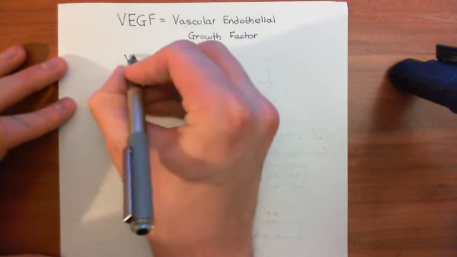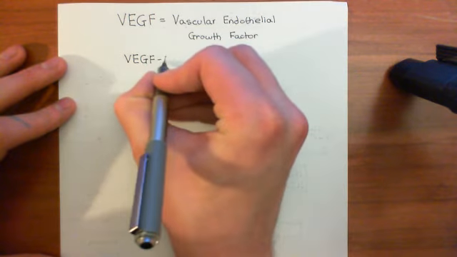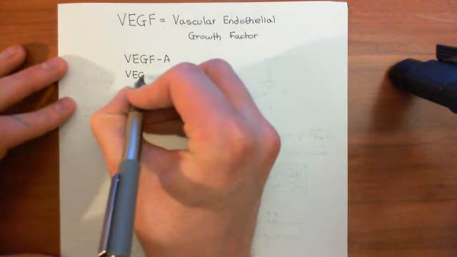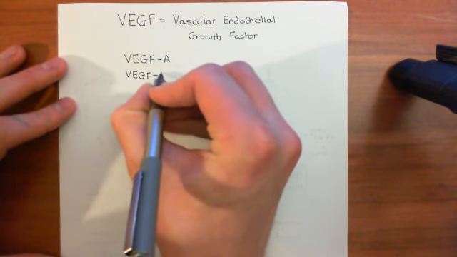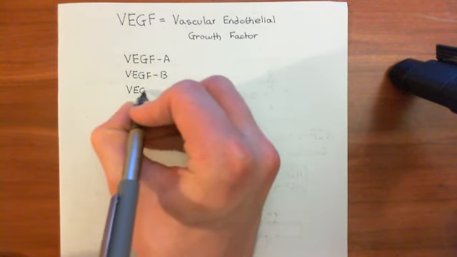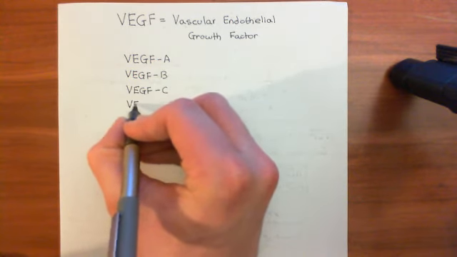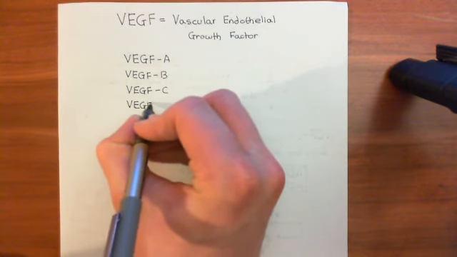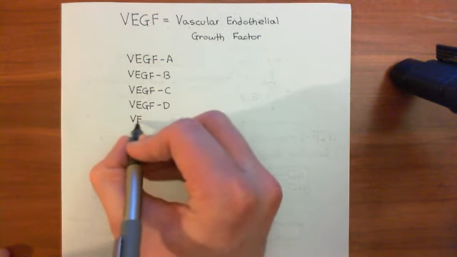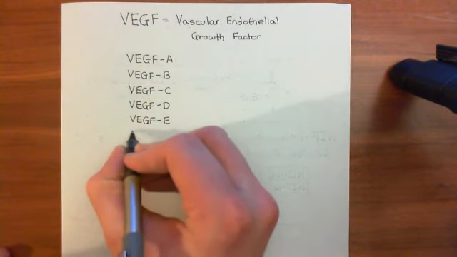Okay, so let me label some of these up. Vascular endothelial growth factor A, vascular endothelial growth factor B. Then there is also vascular endothelial growth factor C, and it goes on all the way down to F. So I'll write them out. Vascular endothelial growth factor C, vascular endothelial growth factor D rather. Okay, vascular endothelial growth factor E, and then finally we have vascular endothelial growth factor F.